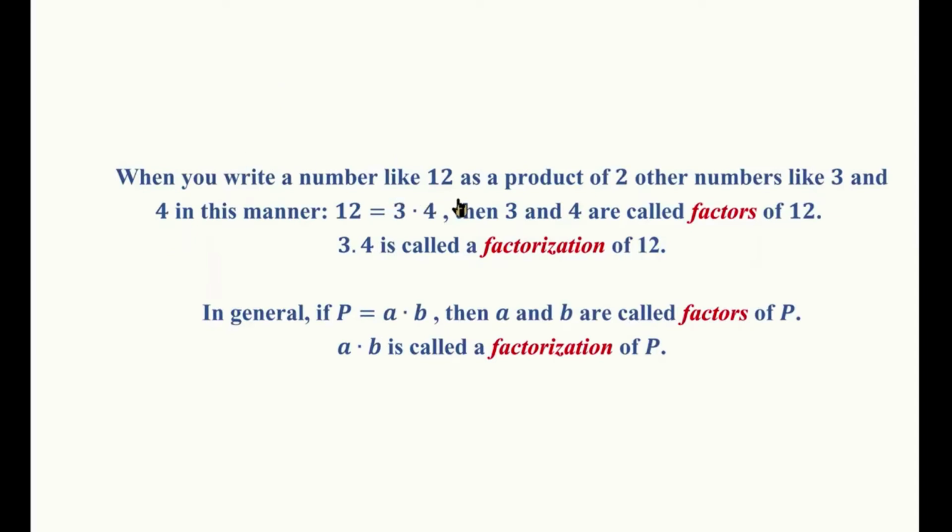When you write a number like 12 as a product of two other numbers, like say 3 and 4, in this manner, then 3 and 4 are called factors of 12. And 3 times 4 itself is called a factorization of 12. In general, if you have P equals A times B, then A and B are called factors of P, and A times B is called a factorization of P.